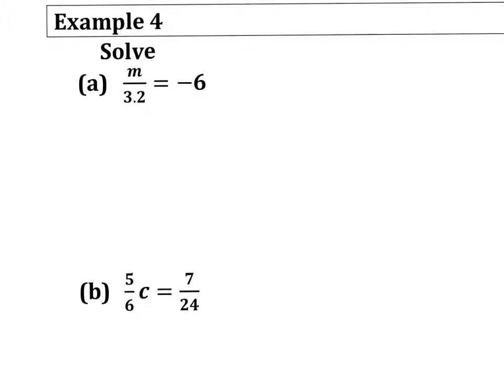So try example 4, then press play to go over these two with me, but I want you to try them first on your own and then press play in the video.